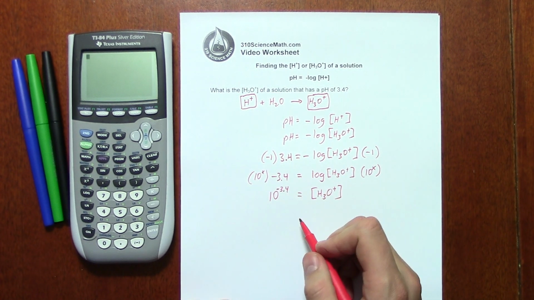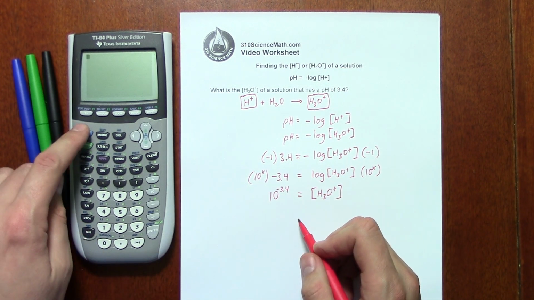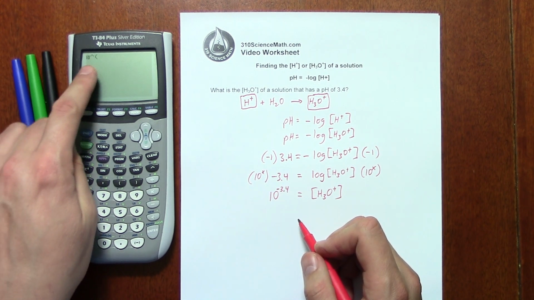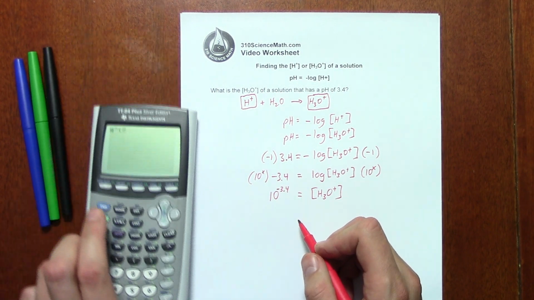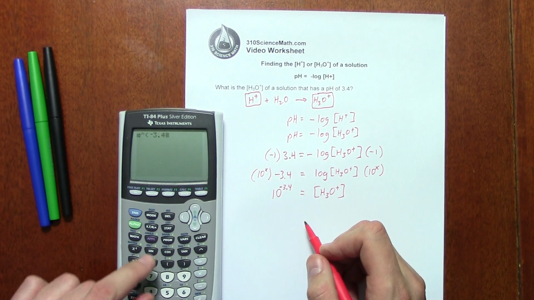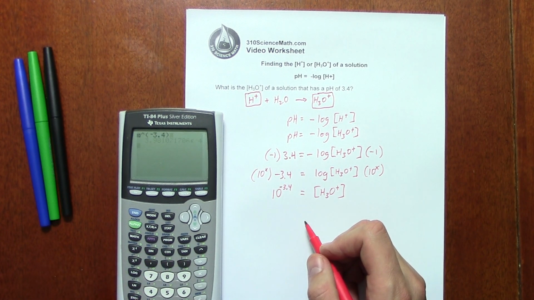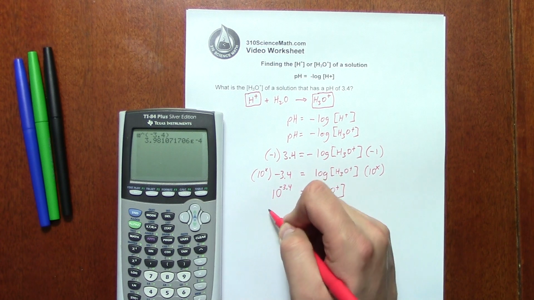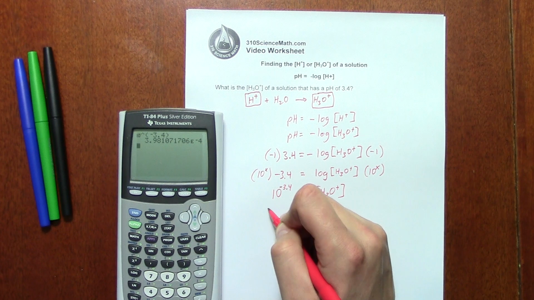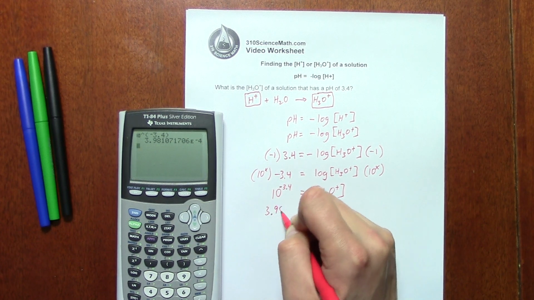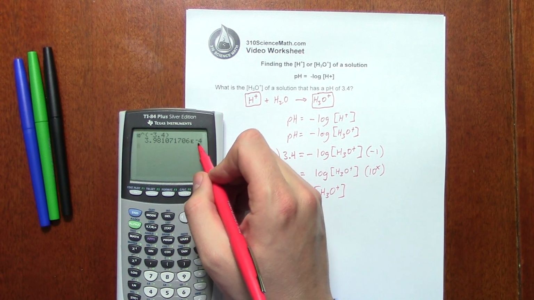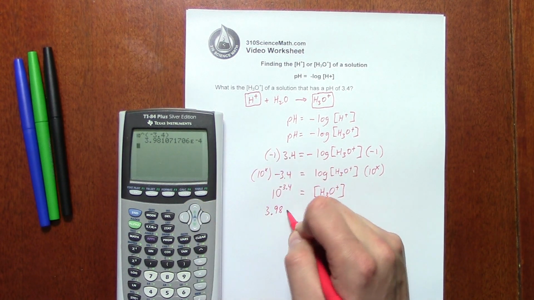Now, I don't know what this is, so that's where I'm going to use my calculator. So I'm going to hit the anti-log key, second function, log, right? And you'll see that this little caret symbol pops up here. All right. And then I'm going to type in negative 3.4 and then hit the enter key. So when I take the anti-log of negative 3.4, what I get is 3.98. Now, it's not just that, but you see this little piece over here where it says e to the negative 4? That is scientific notation.